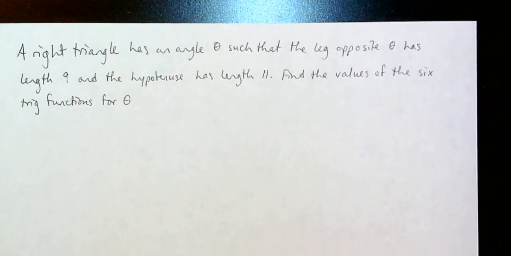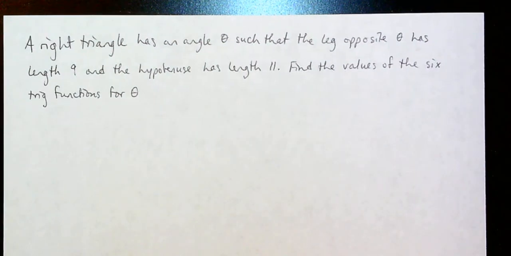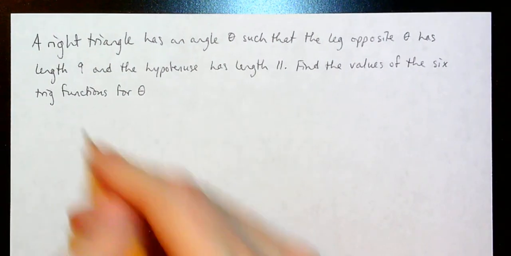So first example here, a right triangle that has an angle theta such that the leg opposite theta has length 9 and the hypotenuse has length 11. We're going to find the values of the 6 trig functions for this angle theta. So what I typically suggest you do in this kind of situation is you sketch out a picture of your triangle.